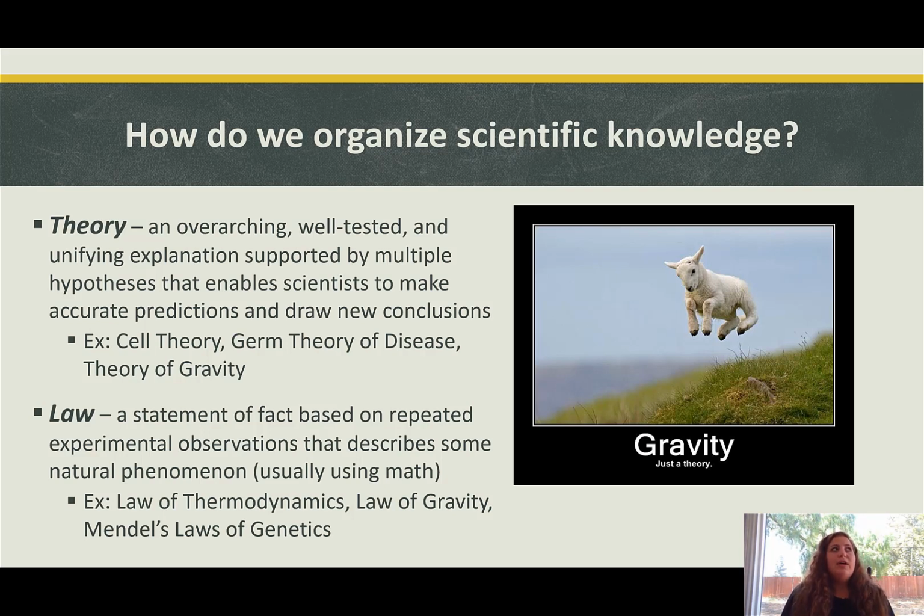Now, a lot of people also have the misconception that a theory becomes a law with enough evidence, and that's not true. That's like saying something that's yellow will become something that is round. Color and shape are not the same thing. There's no way that something yellow can become something round. They're not even interconnected. So a theory is an explanation, and the law is the statement of fact. They're two different ways that we organize our knowledge.